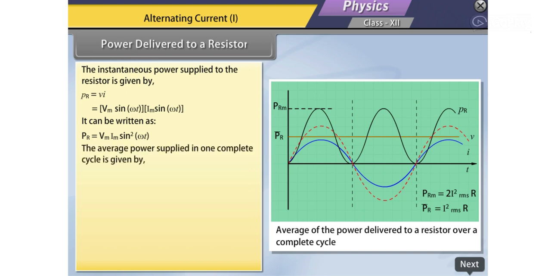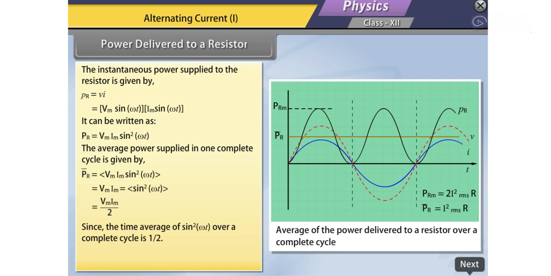The average power supplied in one complete cycle is given by PR is equal to Vm multiplied by Im divided by 2. Since the time average of sine square omega t over a complete cycle is 1 by 2, it can be written as PR is equal to Vrms into Irms, or PR is equal to Irms square into R.